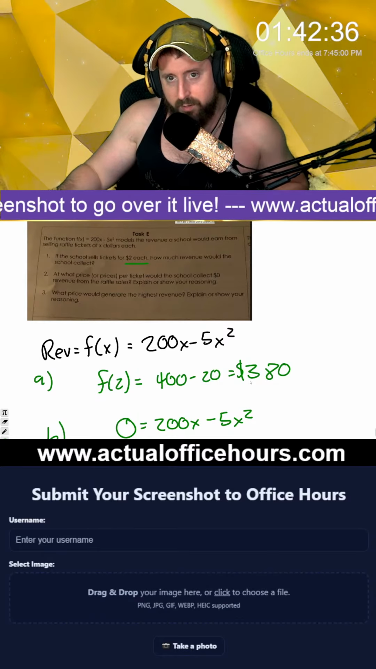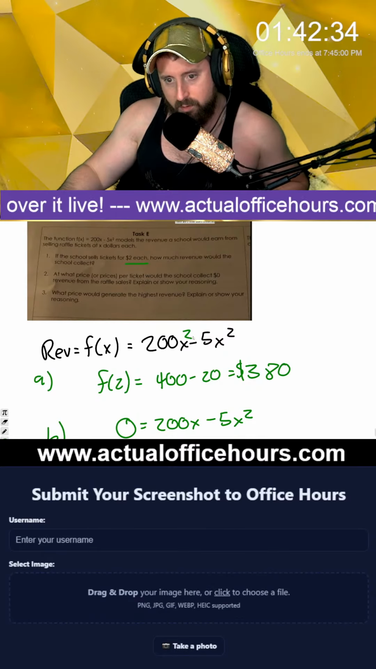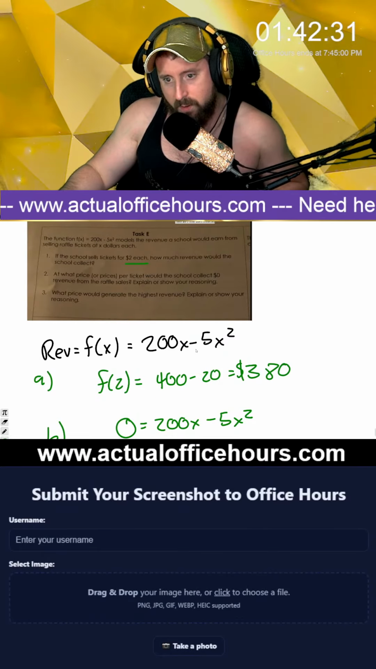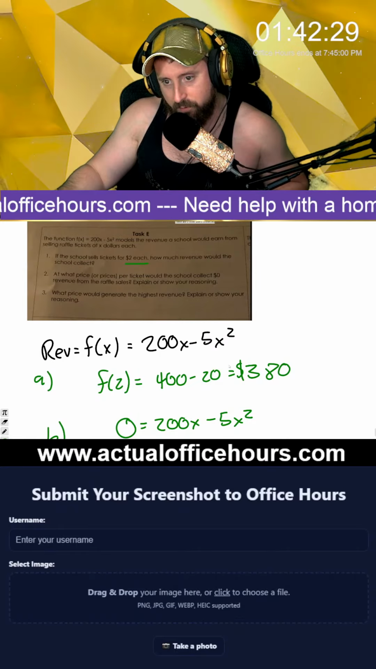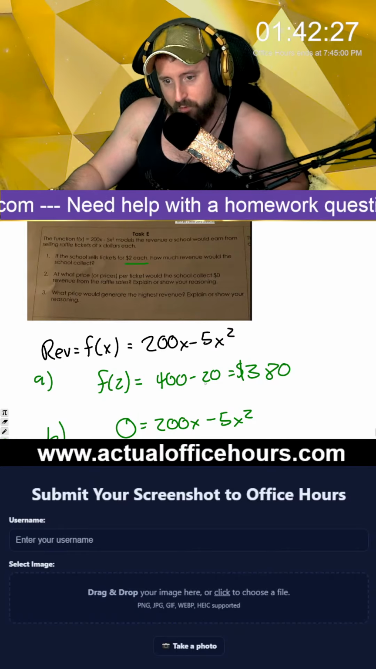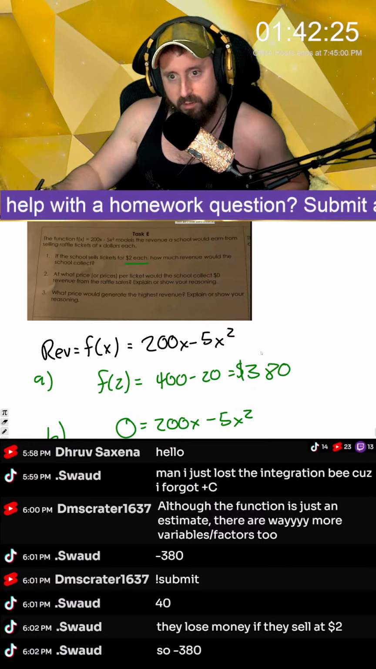No. So Swad, you plug in 2 for x. 2 times 200 is 400, minus 5 times 2 squared. 2 squared is 4. 5 times 4 is 20. 400 minus 20 is $380.